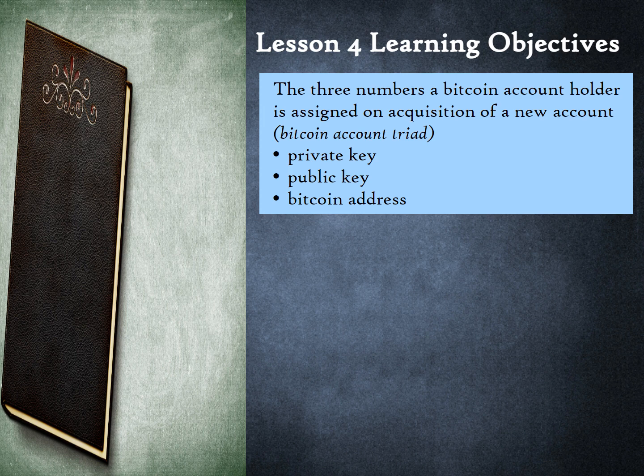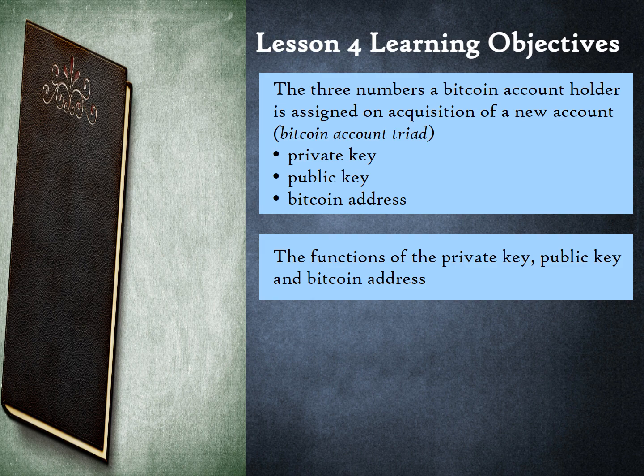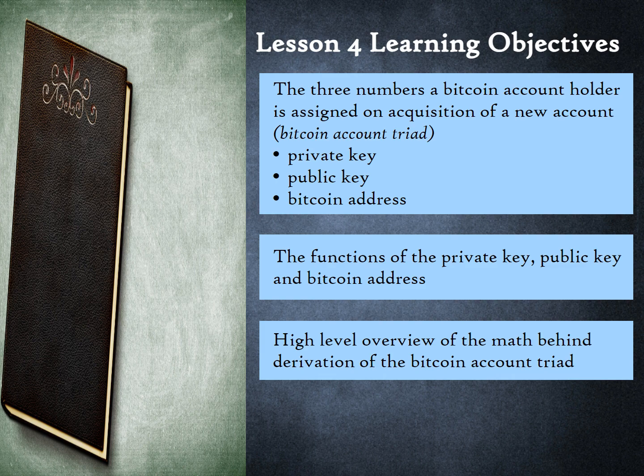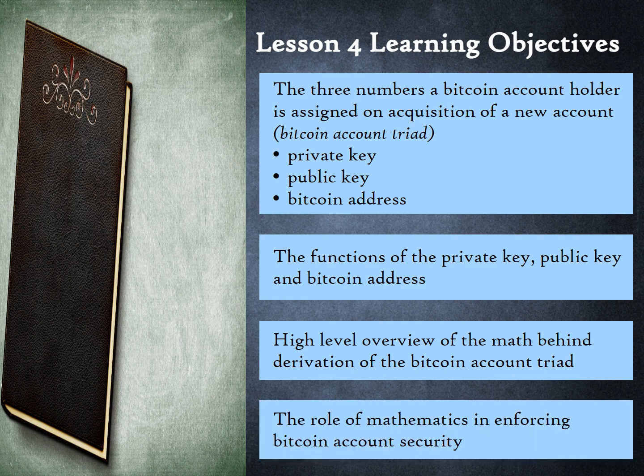We will learn about the three numbers a Bitcoin account holder is assigned when acquiring a new account, namely, the private key, public key, and the Bitcoin address. We will then learn about the functions performed by these three numbers, as well as a high-level overview of the mathematics behind their derivation. We will conclude with reflections on the role of mathematics in enforcing Bitcoin account security.